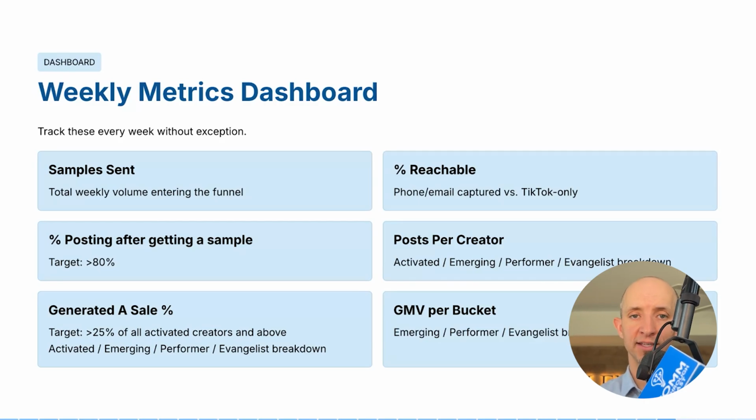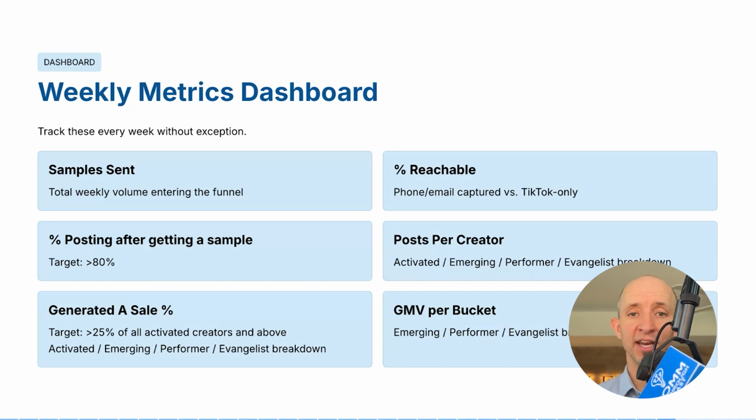And if you measure these on a weekly basis, guess what it's going to do? It's going to tell you where your weak points are. Maybe the whole problem is that you're not getting people's contact information, which, if that's the case, test out different strategies. Maybe it's the QR code.